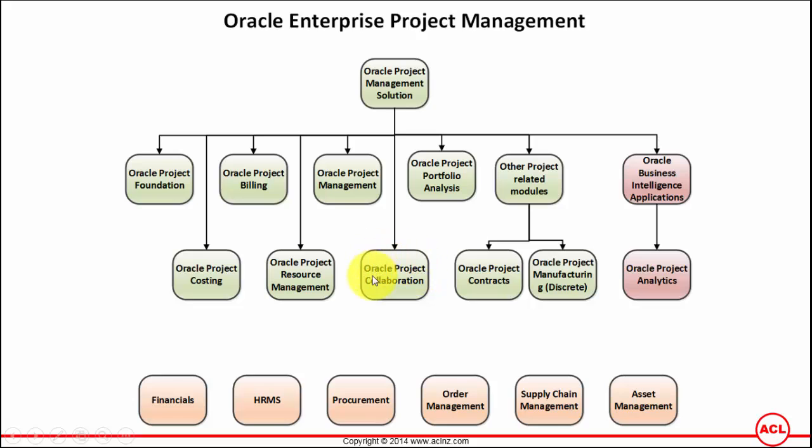Then comes Oracle Project Collaboration. As the name says, collaboration, it helps team members to collaborate within the project with each other, including with the project manager and external team members, which could be team members from a customer side. That's where project collaboration comes into picture. It helps you communicate between team members, and the history of communication is tracked.